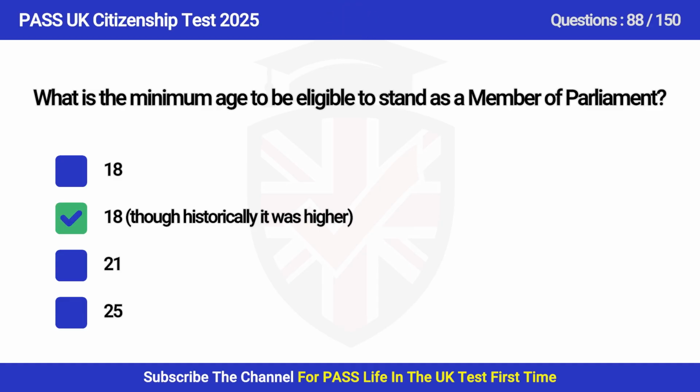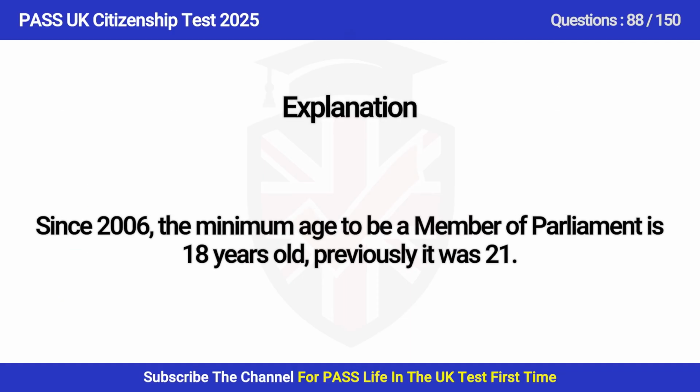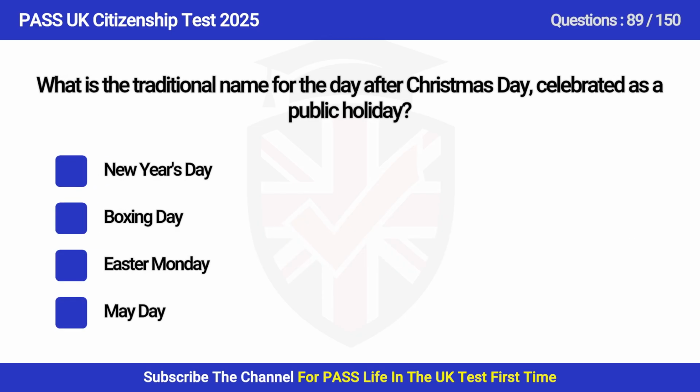Answer is B. 18, though historically it was higher. Since 2006, the minimum age to be a Member of Parliament is 18 years old. Previously it was 21. Question 89. What is the traditional name for the day after Christmas Day, celebrated as a public holiday?